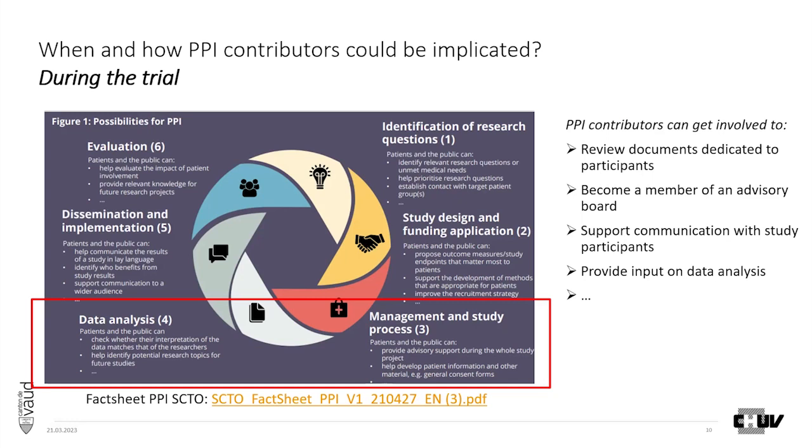So how can they get involved? As I told you, they can review documents dedicated to the future participants. They can become a member of an advisory board, including patients, or as you will see later, they can be part of a PPI panel. They can support communication with the study participants to make things clearer for them, and maybe help you recruit those participants. And they can provide input on data analysis.